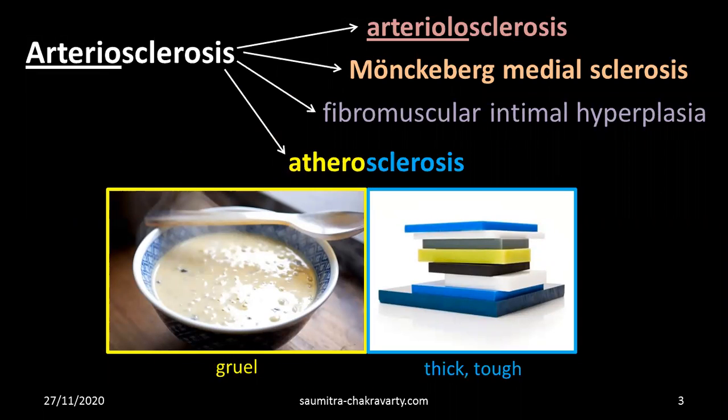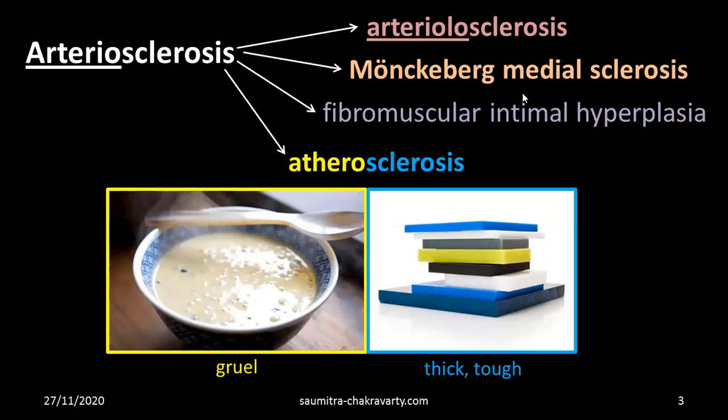And about atherosclerosis, it is actually part of a larger vascular pathology, which is known as arteriosclerosis. The term sclerosis means thick, tough, hard, and arteriosclerosis is the parent category here.